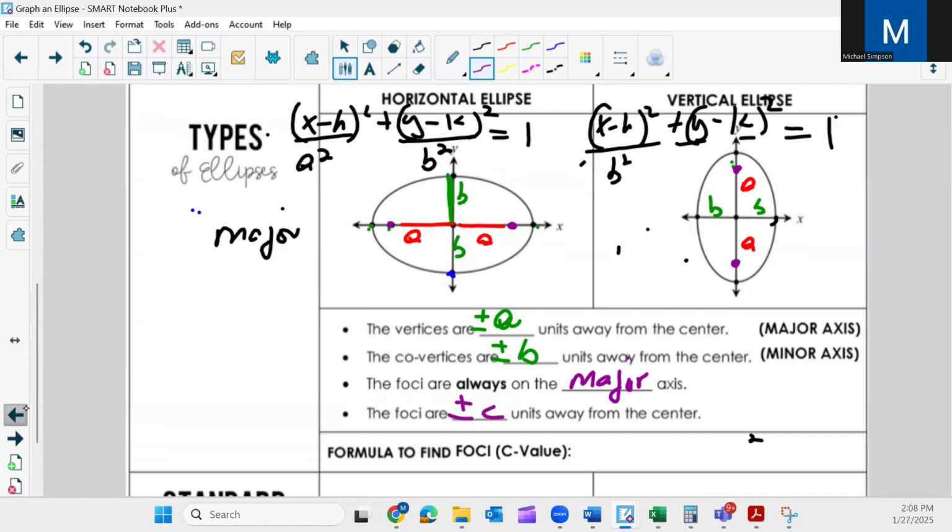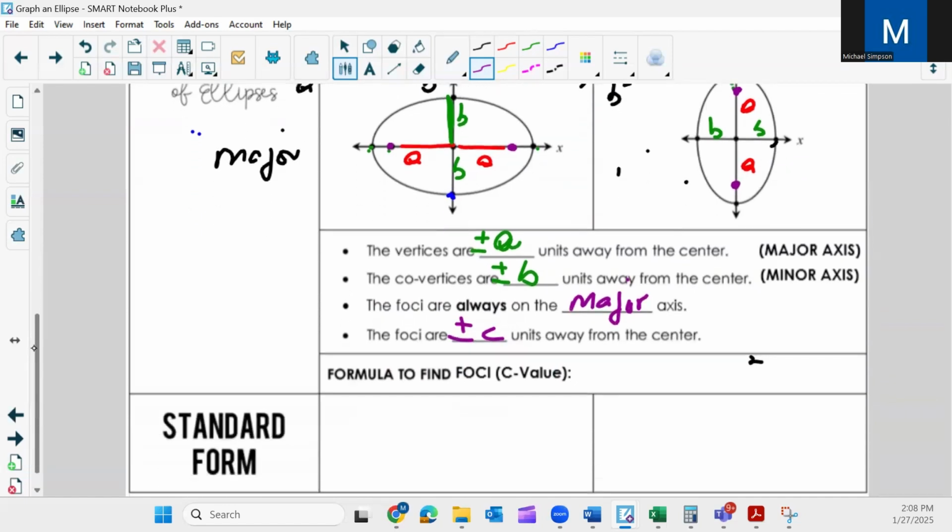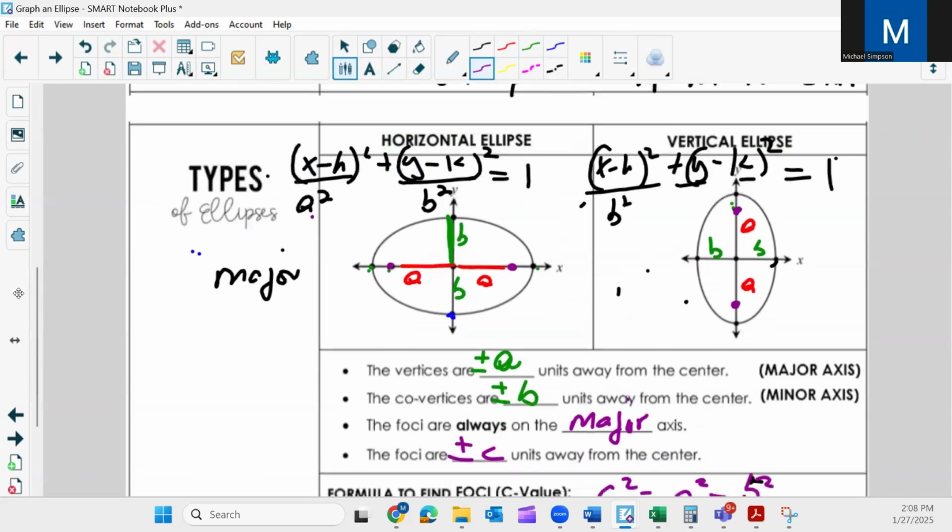Now, how do we find the length of the focus? Well, there's a formula for that. The formula for the focus is c squared is equal to a squared minus b squared. So you take a squared minus b squared, and that gives you c squared. That's what we find.